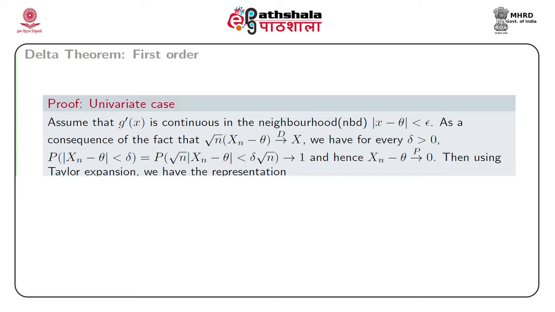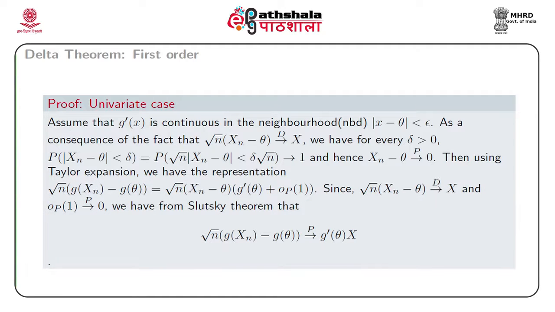Assume that g dash x is continuous in the epsilon neighborhood of theta. As a consequence of the fact that square root of n times (Xn minus theta) converges in distribution to X, we have that for every delta greater than 0, the probability that the distance between Xn and theta is less than delta is nothing but the probability that square root of n multiplied by the distance between Xn and theta is less than delta multiplied by square root of n, which tends to 1. Because square root of n times (Xn minus theta) converges in distribution to a non-degenerate random variable X, this immediately gives the fact that Xn converges to theta in probability.